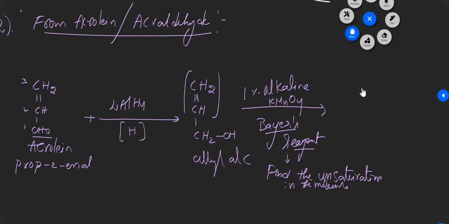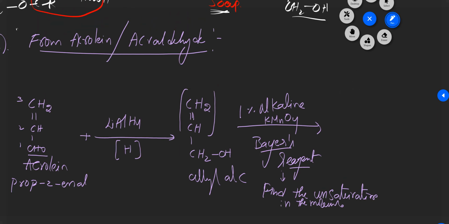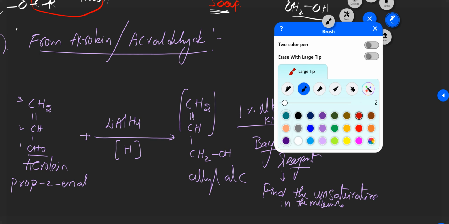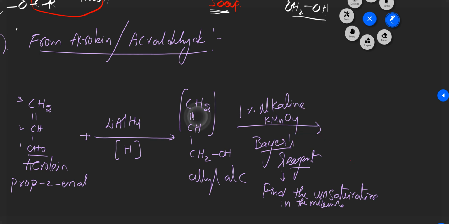CH2. It is going to break this bond, and here one OH forms and here also one OH is added. It forms CH2OH, CHOH and CH2OH. The name of this one is glycerol. That is the preparation from acrolein.